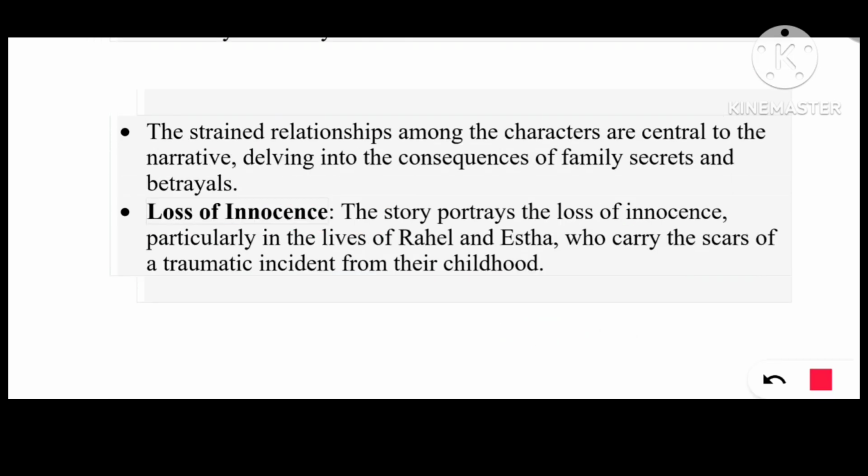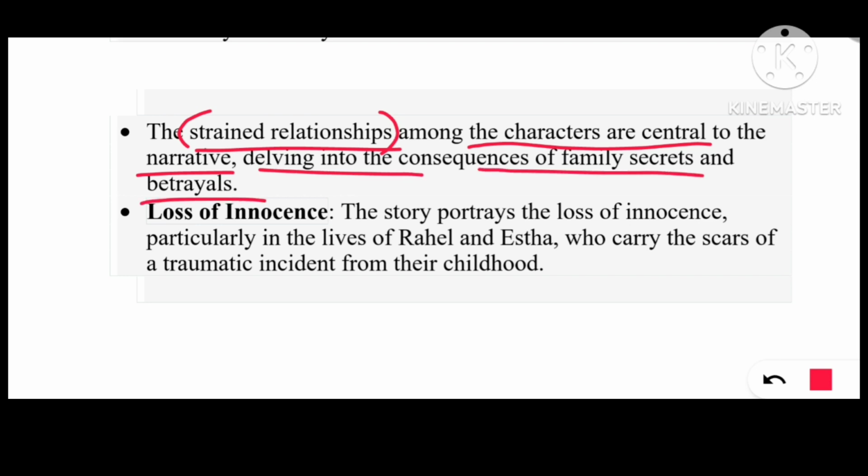The strained relationships among the characters are central to the narrative. Say strained means the one which is very mind-boggling, which is very troublesome, delving into the consequences of family secrets and betrayal. Now, if we expect more and it is not according to the norms, then we are going to suffer. We will face betrayals, we will find the traitors, and we are going to make ourselves suffer more. So we need to see who should be in our family life, and who should be avoided. Next, loss of innocence.